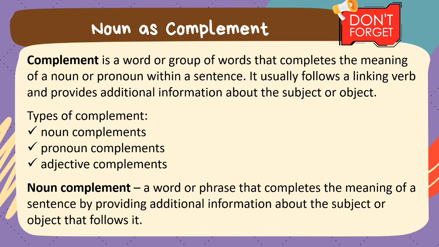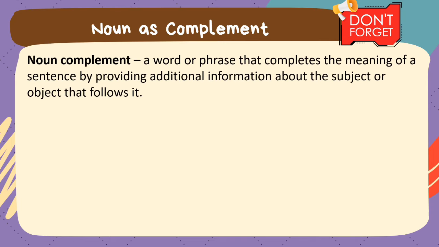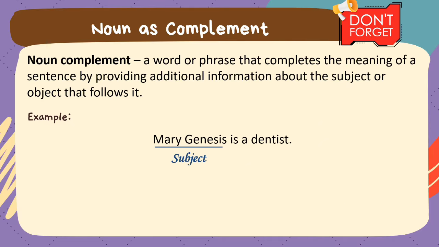A noun complement is a word or phrase that completes the meaning of a sentence by providing additional information about the subject or object that follows it. Let's look at the examples here. We have: Mary Genesis is a dentist. Here, Mary Genesis is our subject, is is our verb, dentist is our noun complement. Mary Genesis is a dentist.